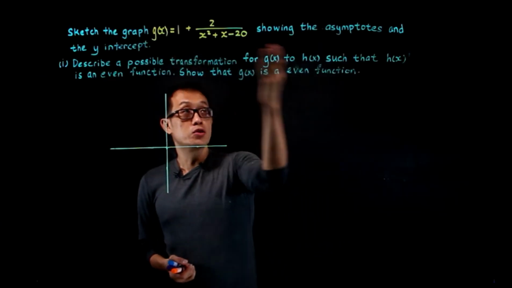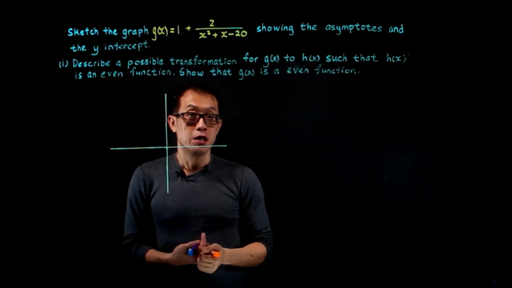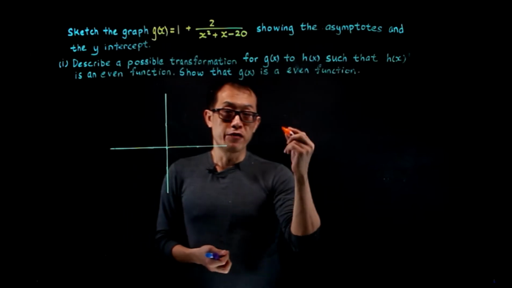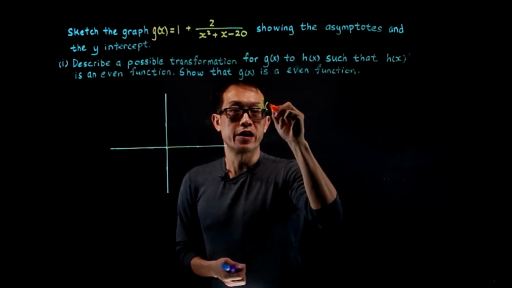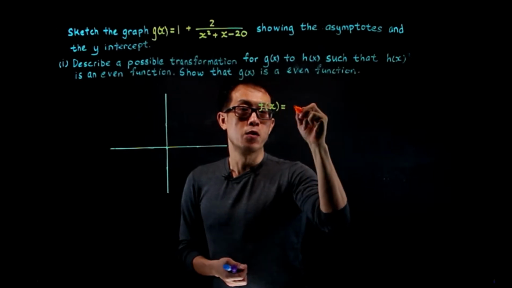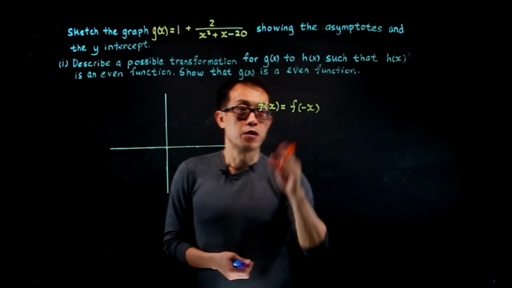Now, in order to do this question, you must know the knowledge of even function. Now, what is the even function? A function is even if it satisfies this criteria: f of x is equal to f of minus x. Now, what does it mean?